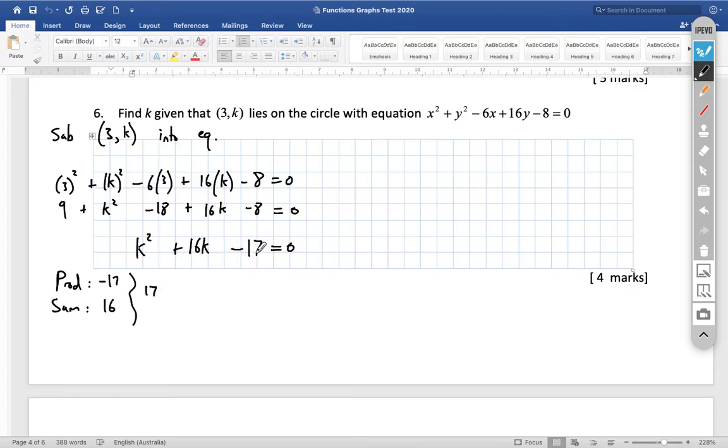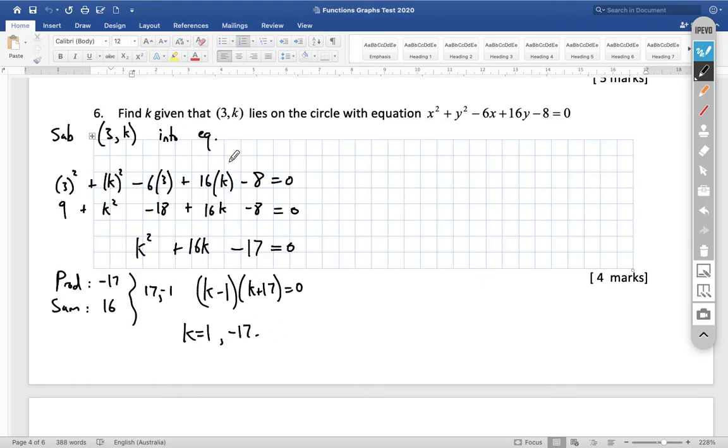So I need numbers that will give me that 17 when I multiply. 17 and 1, it's a prime number, so it has to be that. Can I build the 16 out of it? Yes, I can. So I need to sum to 16. Therefore, k minus 1, k plus 17 equals 0. Null factor law says that's got to be 0, so k has to be 1. Or this has got to be 0. How do I do that? k has to be minus 17.